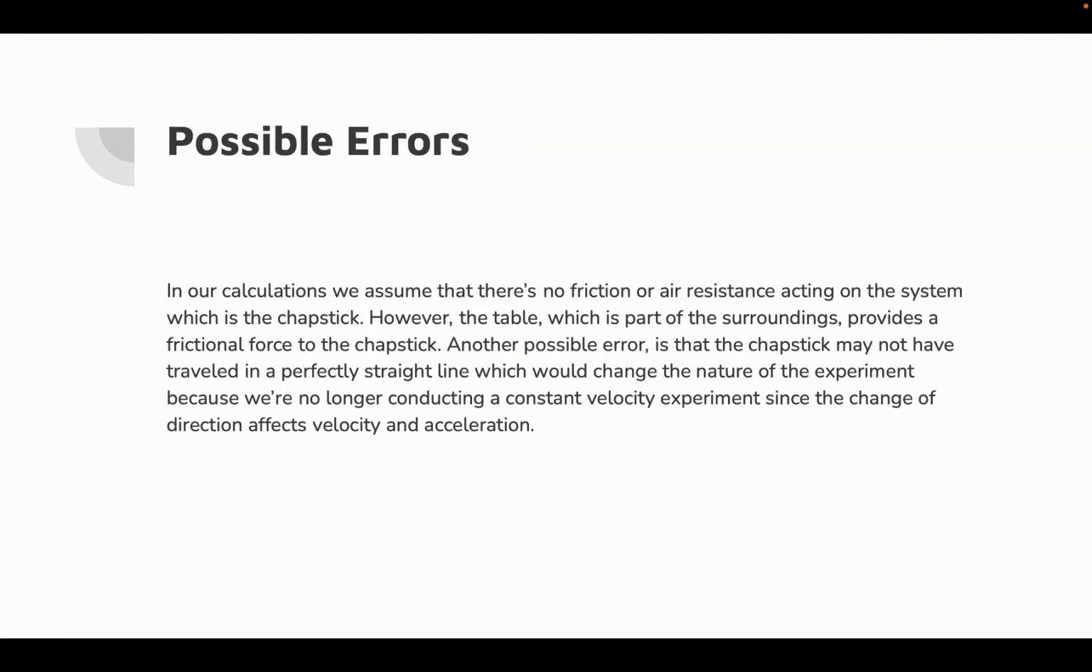There are also possible errors. In our calculations we assume that there's no friction or air resistance acting on the system, which is the chapstick. However, the table, which is part of the surroundings, provides a frictional force to the chapstick. Another possible error is that the chapstick may not have traveled in a perfectly straight line, which would have changed the nature of the experiment because we're no longer conducting a constant velocity experiment, since the change of direction affects velocity and acceleration.